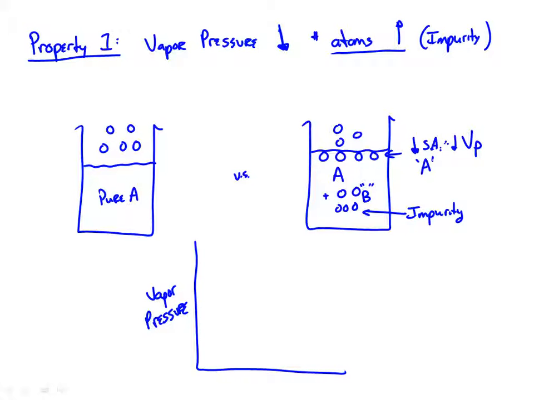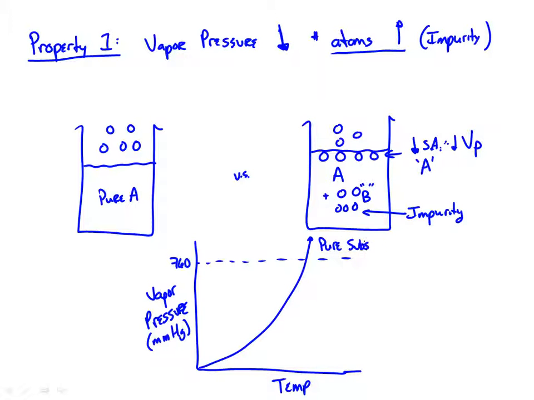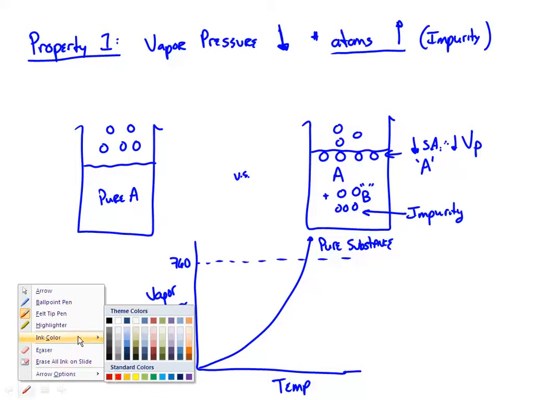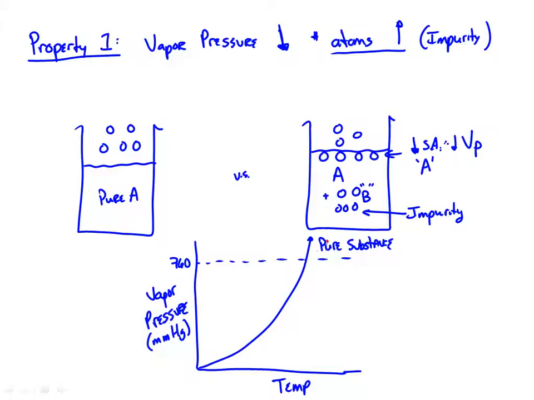So vapor pressure has units of millimeters of mercury, and if I plot that versus temperature, we had this figure in the book. And so this is my pure substance, right? So what happens is if I add an impurity, the vapor pressure decreases, and so that means the vapor pressure goes like this. So this is the vapor pressure with an impurity.